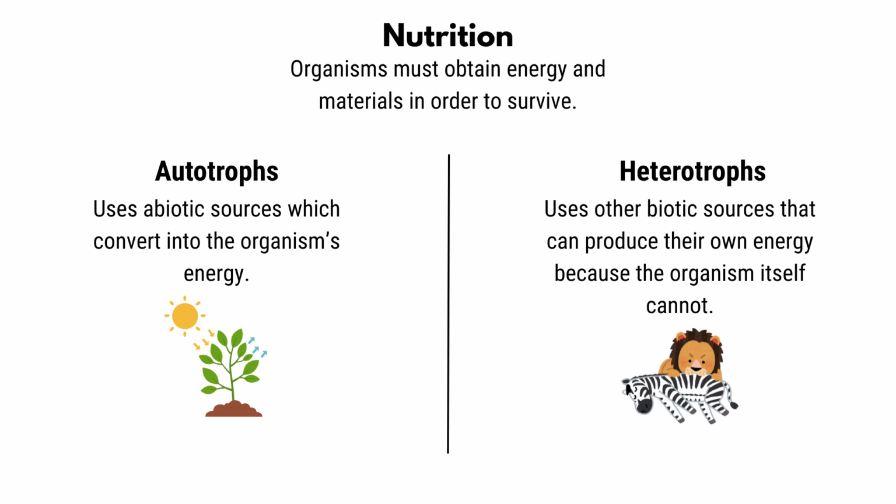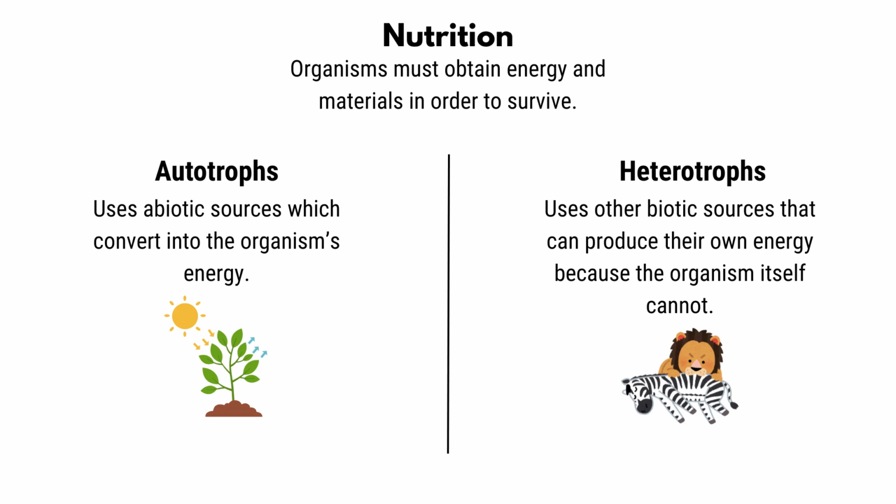And next up we have nutrition. You're probably familiar with the word nutrition, but when it comes to IB biology, nutrition as a process of life is something that must be obtained by an organism, such as energy and materials, in order to survive. Now there are two different ways life obtains nutrition.